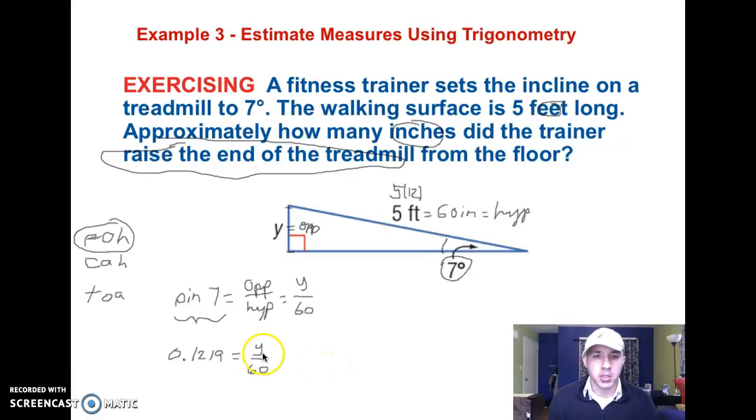Okay, welcome back. We're going to solve for y. What I want to do here is multiply both sides by 60. So 60 times that sine 7. The 60s will cancel out nicely, and we're going to be left with y. I'm going to go on my calculator, hit times 60, and I'm going to come up with about 7.31 inches. That's how much we raised this treadmill off the floor, 7.31 inches for our opposite side. If you have any questions on this example, let me know. Thank you.